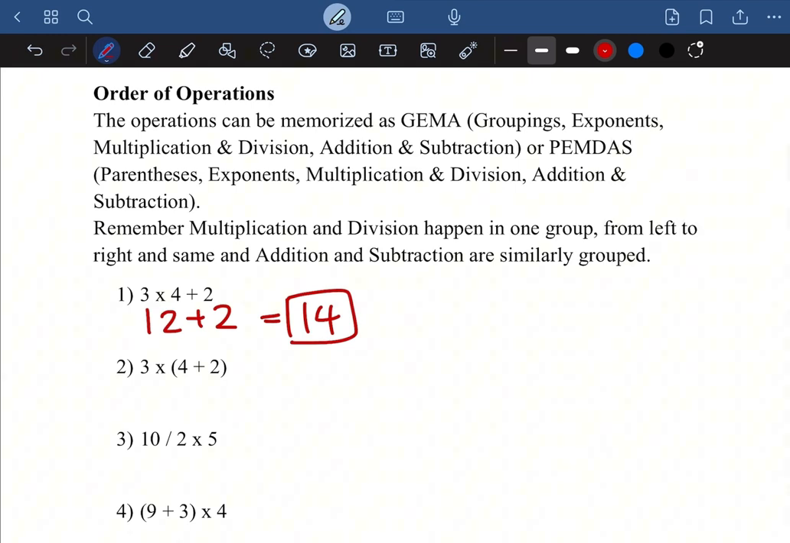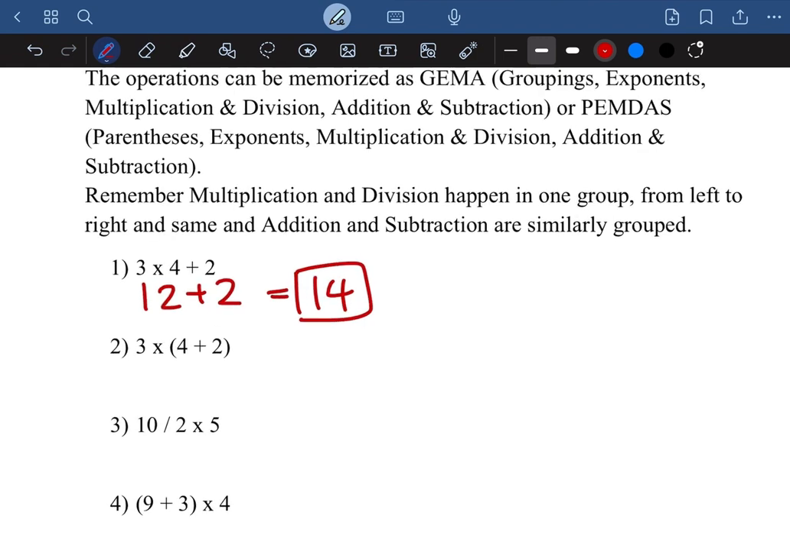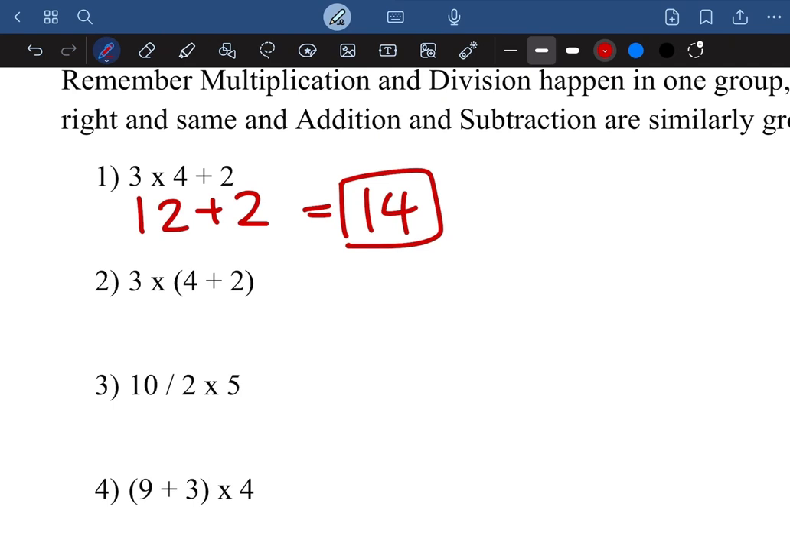Number 2, we have 3 times parentheses 4 plus 2 parentheses. For PEMDAS, the parentheses come before multiplication, so we have to add what's inside the parentheses first. So 3 times parentheses 4 plus 2, which is 6. When we multiply 3 times 6, we get 18. So number 2 is 18.